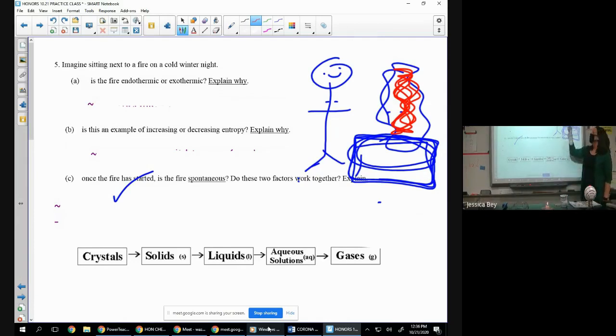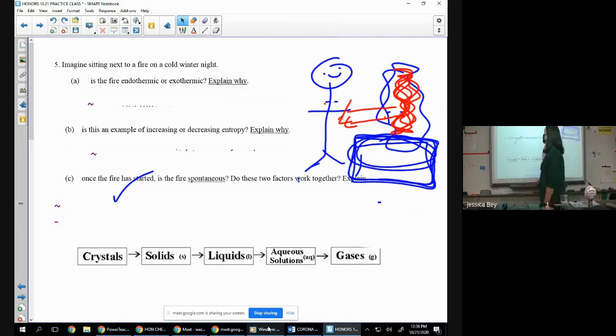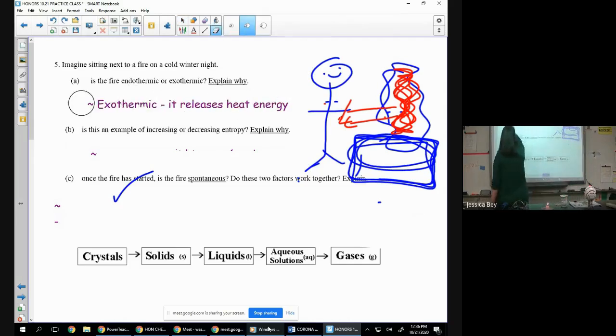Are you ready? We have fire. When you sit next to fire, what does it feel like? Warm. It feels like fire. So energy is going from the fire to you. So is this endothermic or exothermic? That's exothermic. It releases heat energy.